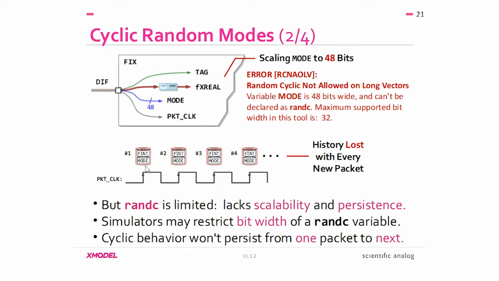The other limitation is that it has little persistence. We want to apply a new transaction on each rising edge of our packet clock, and that requires a new data packet each cycle. Well, the memory of used values is lost as you go from one packet to the next. So RAND-C won't do the job.